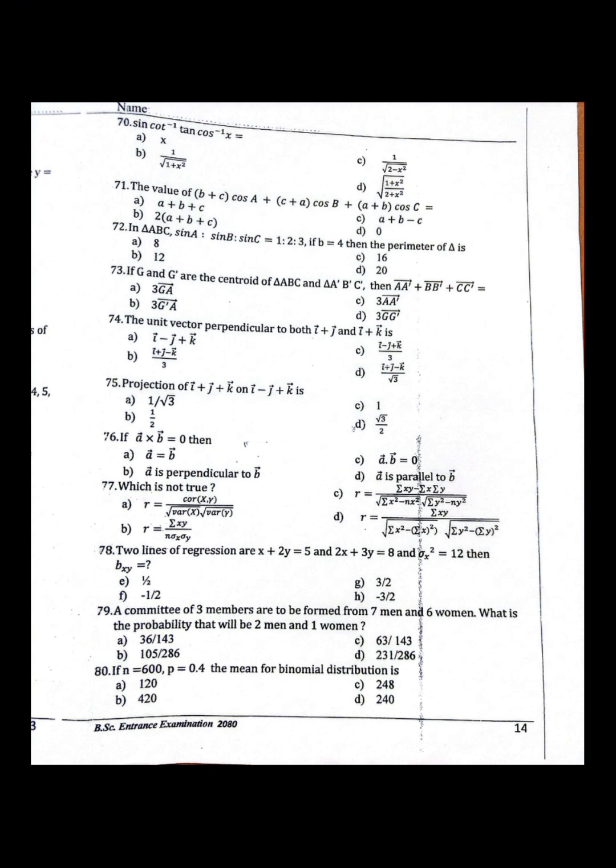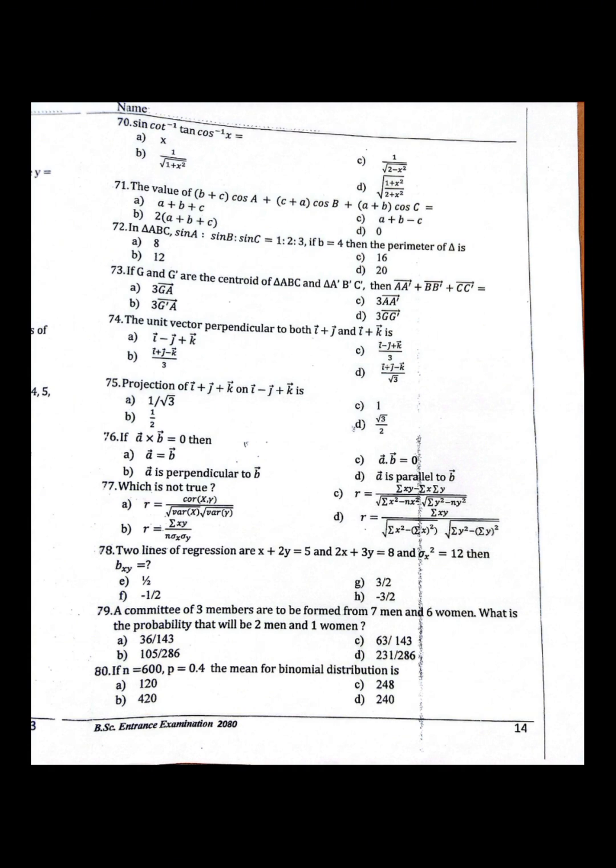73. If G and G dash are the centroids of triangle ABC and A dash B dash C dash, then vector A dash plus vector B dash plus vector C dash equal to: A, 3 into vector G; B, 3 into vector G dash A; C, 3 into vector A dash; D, 3 into vector G dash.